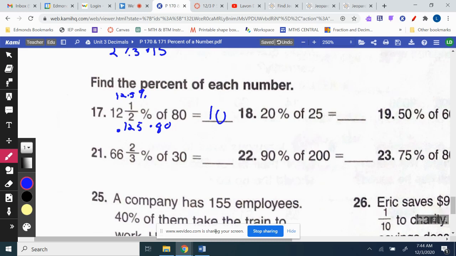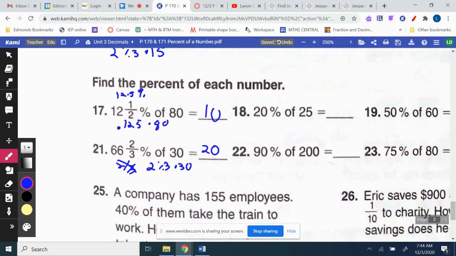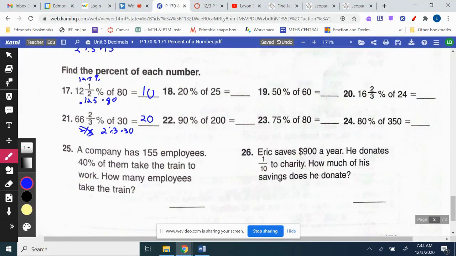66 and 2/3 is really, and we should know this by now, 2 over 3. So I'm going to change that to 2 divided by 3, since a fraction might mess you up, times 30. So 2 divided by 3 times 30 equals 20. Go ahead and try those out, and we'll finish this up together as a class.